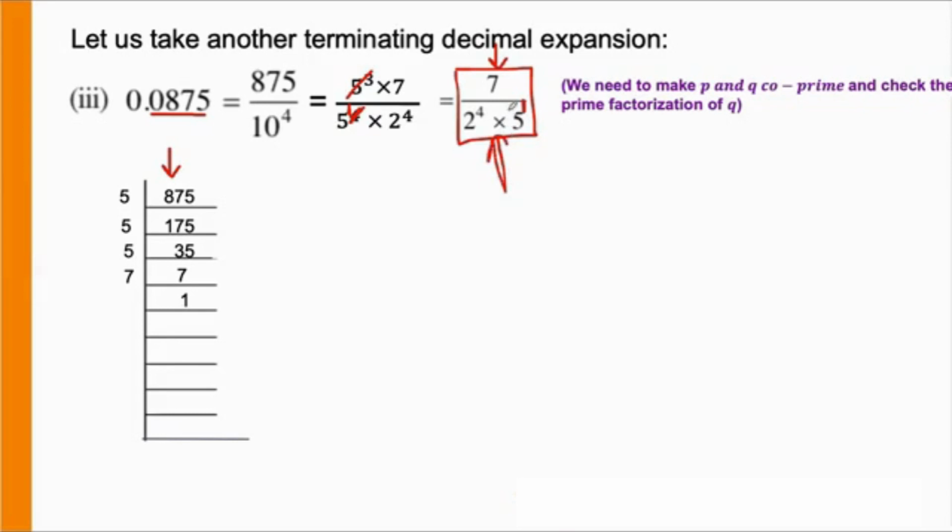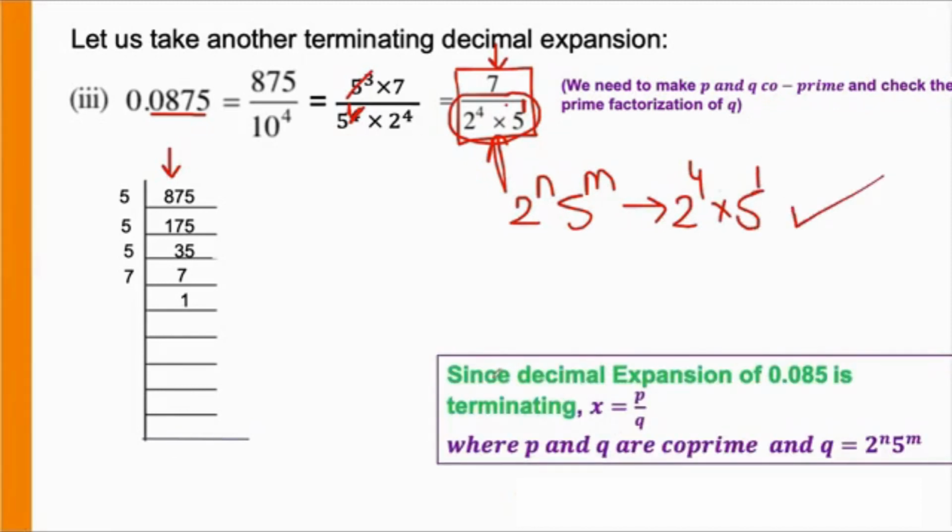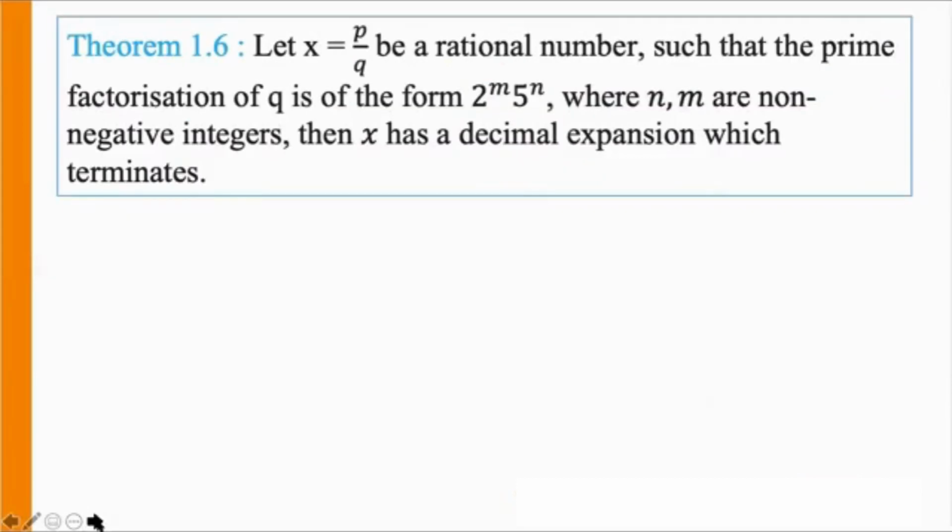Is the denominator in the form of 2 raised to n, 5 raised to m? Yes, here in this case, we have it as 2 raised to 4 into 5 raised to 1. It is. So you can conclude that when the decimal expansion is terminating, the prime factorization of the denominator will be in the form of 2 raised to n, 5 raised to m.